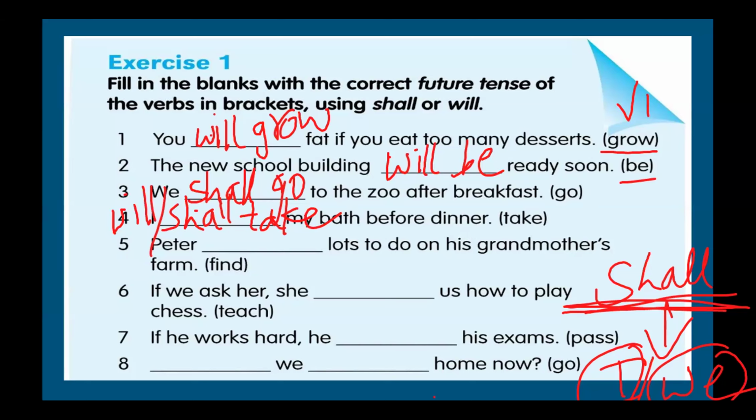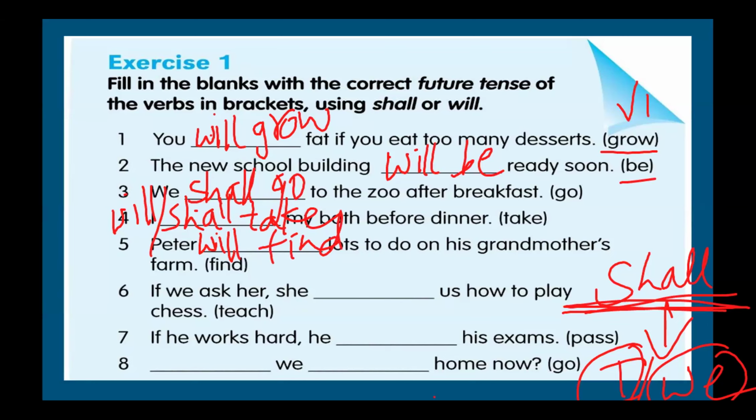Next one. Peter lots to do on his grandmother's farm. Peter will find. Here can I use shall? No. Shall cannot be used with he or she or with it. We don't use it. Now have you understood? Peter is singular, so we will use will. Peter will find lots to do on his grandmother's farm.